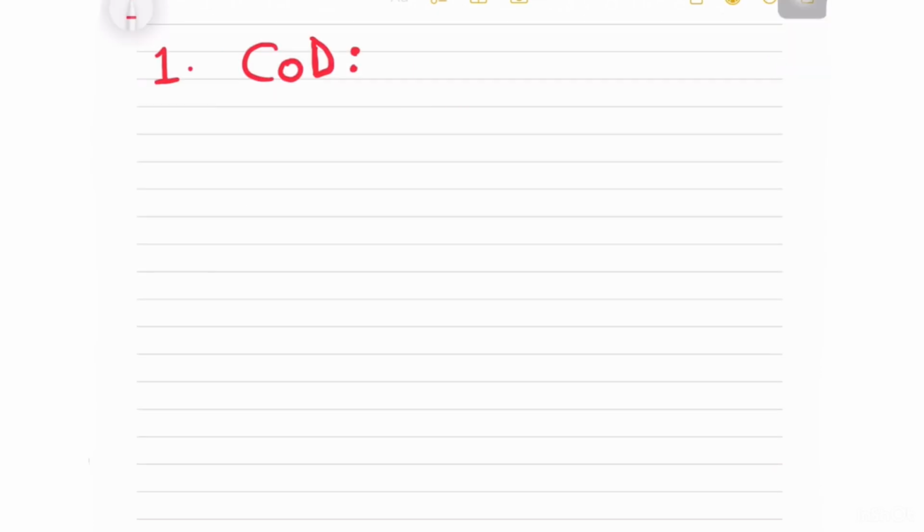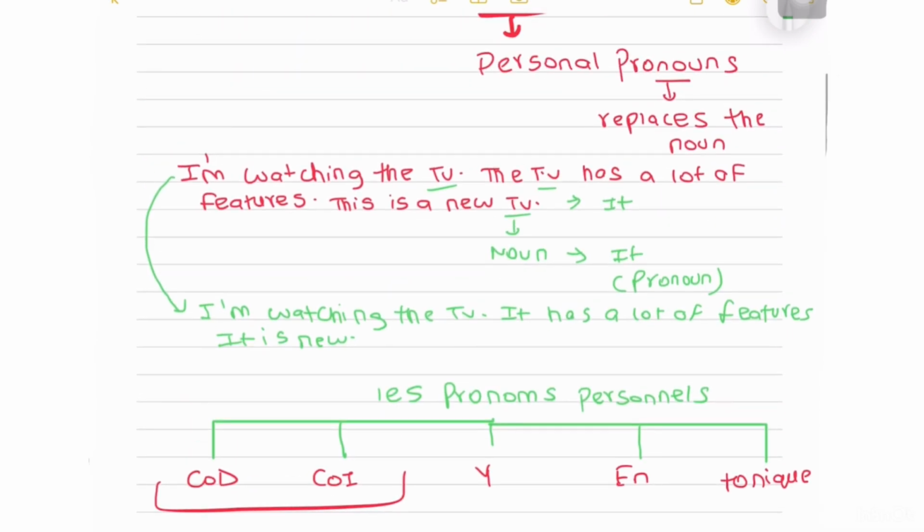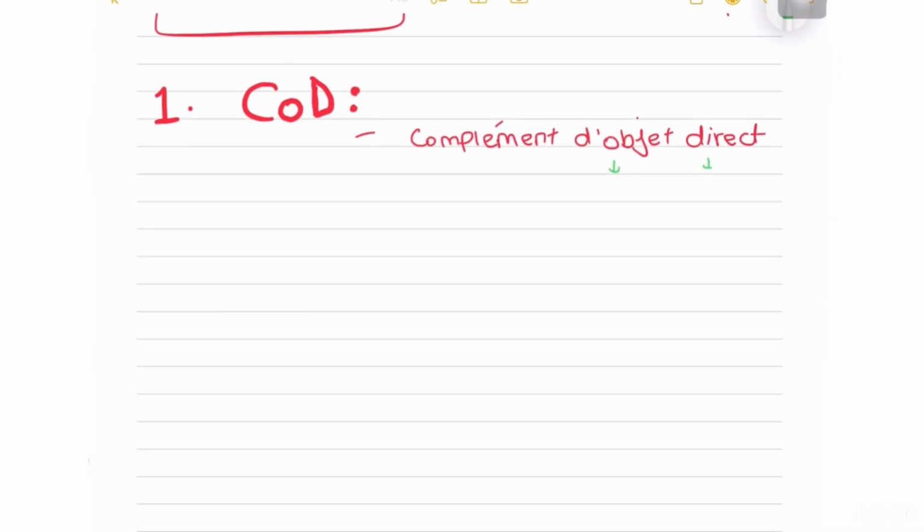Now, what is the full form of COD? It is cash on delivery. No, it is Complément d'objet direct. The name sounds a bit complicated, but the concept is super easy. Okay, so you need to understand what is objet here, that is your object, as in the noun we're going to replace. So here, the object was your TV and we made it it. Alright, same way, what is direct? That means direct. We'll take an example to understand that.